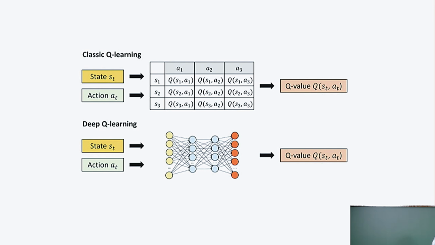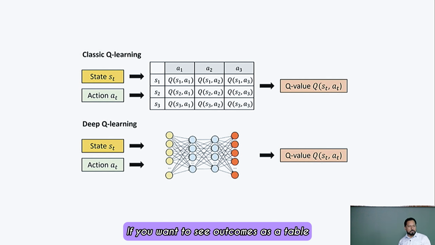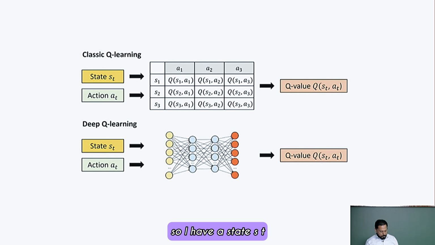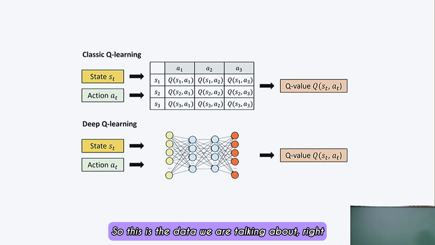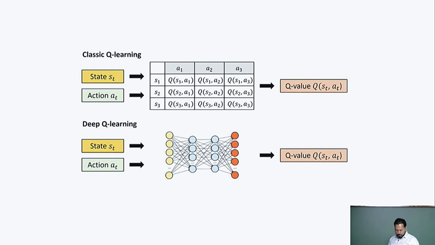So if you want to see outcomes as a table, I have a state S1, and then I took an action A1, and I got the Q value Q(S1, A1), or I took an action A2, then I got the Q value Q(S1, A2). So this is the data we are talking about, right?